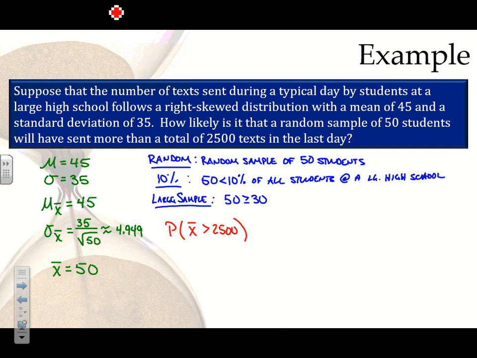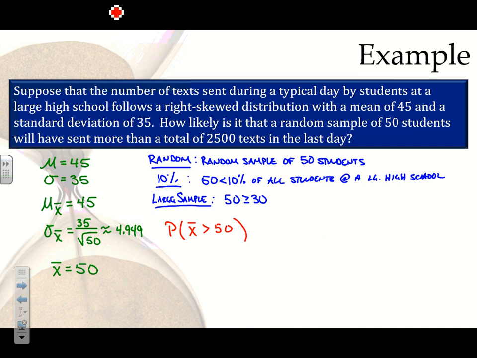So what's the probability that if we take a sample of 50, we find a group that has more than 2,500 texts sent? Oops, I said 50 and wrote 2,500. I hate it when that happens.